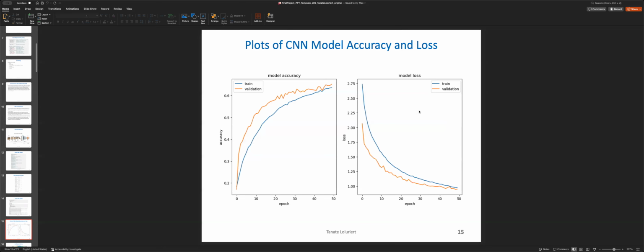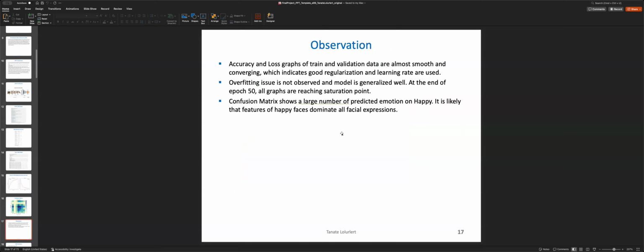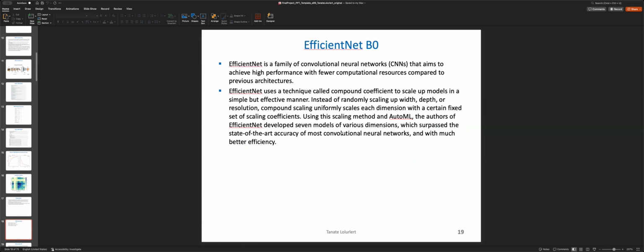This is the plot of the model accuracy and loss. You can see that the validation and training accuracy graphs increase pretty smoothly, and they converge, so overfitting is not the issue here. This is the confusion matrix. You can see that happy has the most number. This is an observation summary of the training and validation loss and accuracy.